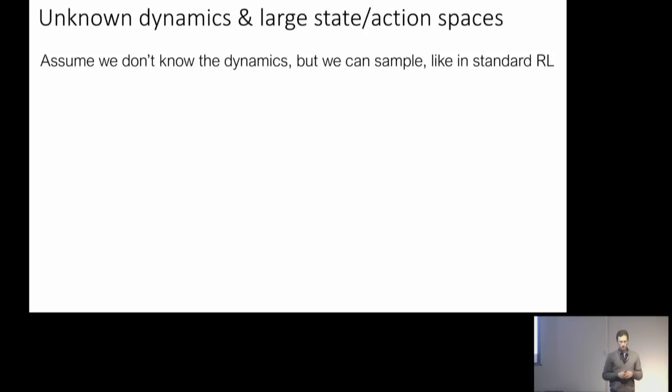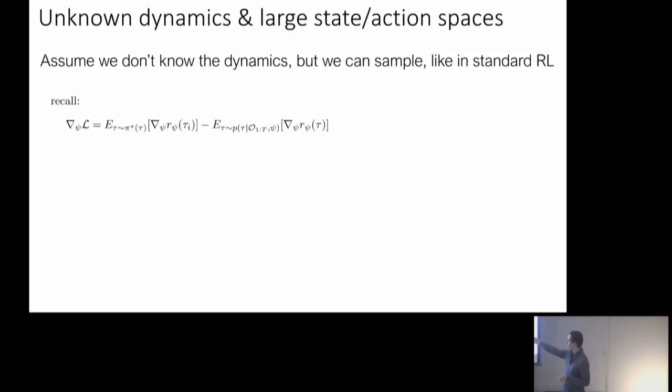So we're going to assume, just like in regular RL, that we don't know the dynamics, but we can sample, meaning that we can actually run trials in the world. And let's recall this equation for the gradient, so the one written out with expectations. The gradient is just the difference between the expectation of grad R under the expert's policy and the expectation of grad R under the policy for the current reward, computed with this maximum entropy objective.